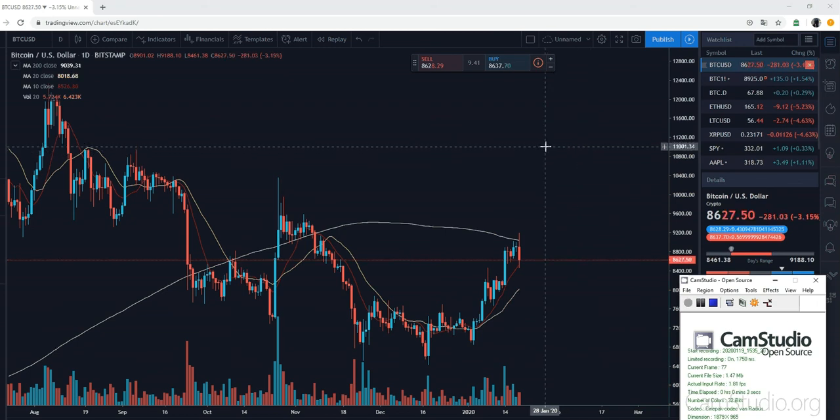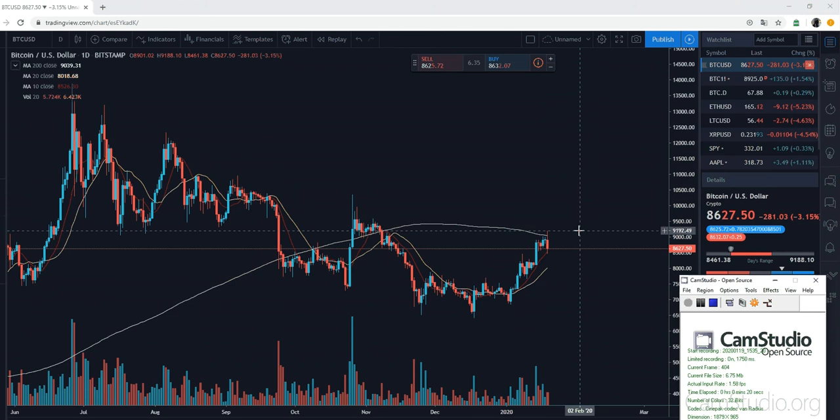Today I'm bringing you a tutorial on how you can set up your own TradingView account if you don't have one already. I highly recommend doing this because, in my experience, it's very important to keep an eye on the market and what it's doing.